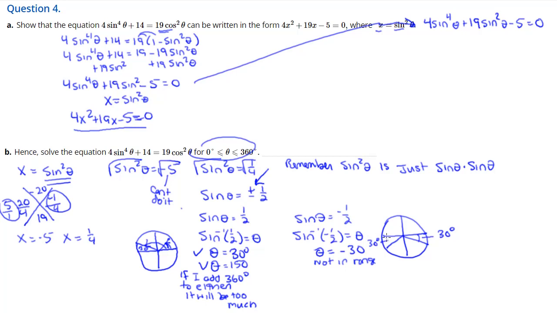And when I do that, I'm going to find out that this first one is going to be 360 minus 30, or 330. So that's one angle. And then to find the other angle, I just got to take 180 and add 30. And so then I'm going to get 210. And that's that one. And I'm all set, because if I add 360 to either of these, that's going to go way too much. And that's all there is for that.